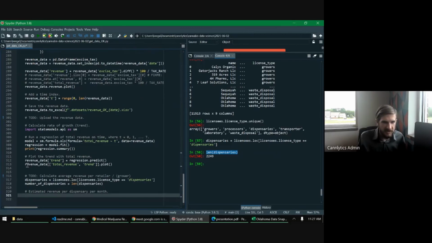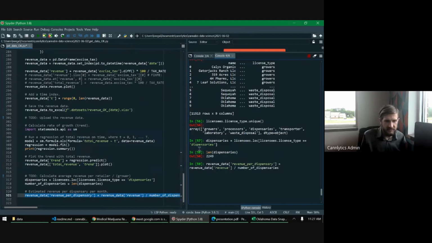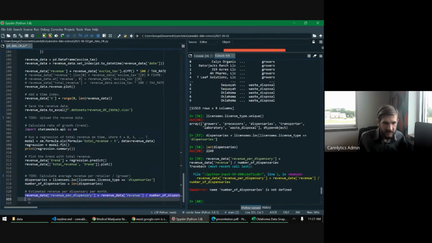So that would just be our revenue divided by the number of dispensaries. And let's see if this makes sense at all. First of all, you need to define everything.